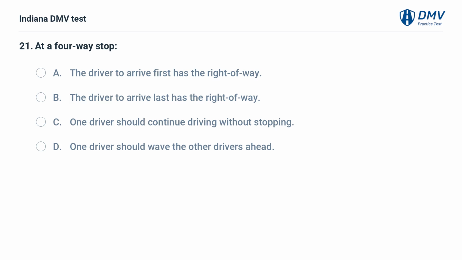At a four-way stop. A. The driver to arrive first has the right of way. B. The driver to arrive last has the right of way. C. One driver should continue driving without stopping. D. One driver should wave the other drivers ahead.